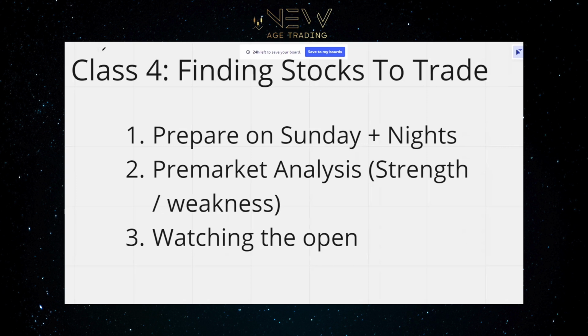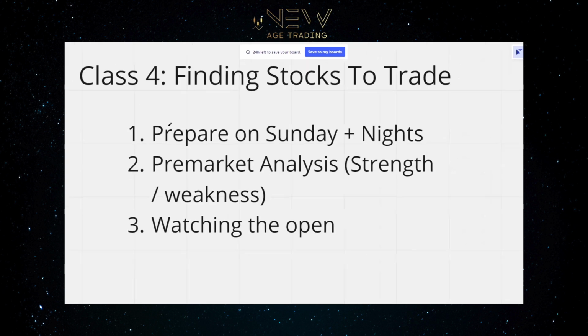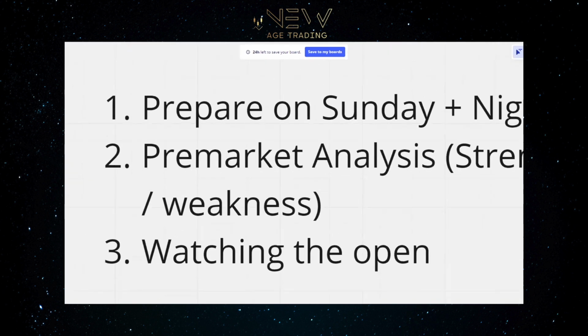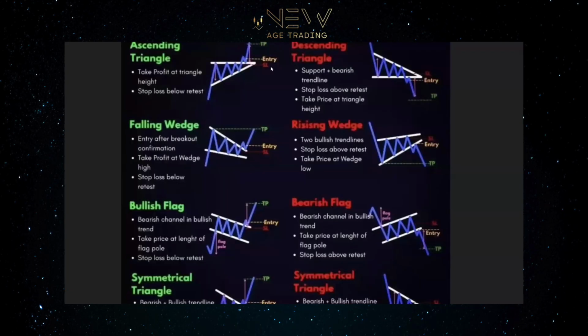So on Sunday nights, when I'm going through my stocks, which I'm going to show you in a bit, these are the things I usually look for. Ascending triangles, which is like an ascending flag, falling wedge, bullish flag, or a symmetrical triangle. Or I look for a descending triangle, a rising wedge, a bearish flag, or a symmetrical triangle. I love the ascending triangle, and the bullish flag is my favorite one. I love ascending triangles though.